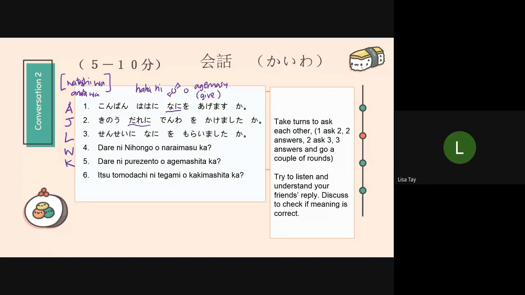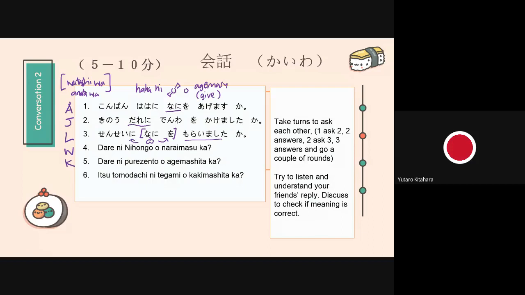Okay, Lisa, 3番. Sensei ni nani wo moraimashita ka? Sensei ni ringo wo. Very good. Ringo ni. Sorry. Ringo particle? Ringo, correct, okay. Moraimashita. Very good, moraimashita. What do you receive from teacher? I receive an apple, correct. Ringo, the particle won't change because nani o, ringo. The ni belongs to the person who gives you, the teacher.